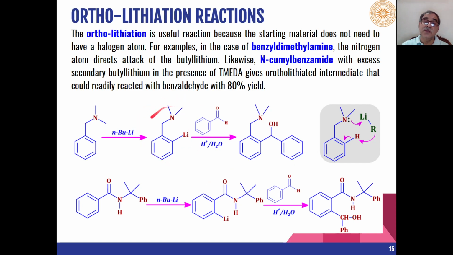For example, this ortholithiation substrate will react with benzaldehyde, and the corresponding secondary alcohols will be formed on hydrolysis. This group helps in attack of the nucleophilic alkyl group with the removal of this ortho hydrogen to form the ortholithiation product. Similarly, these types of substituted amides will react with n-butyl lithium, ortholithiation will take place, and this will react with aryl halide to give us the corresponding alcohols as the product.